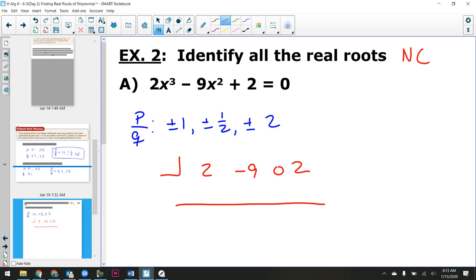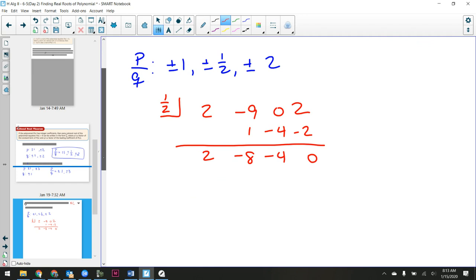Okay, somebody else now. Yes. 1/2. Let's check 1/2. Okay, so we got 2, a 1, a -8, a -4, a -4, a -2. Bingo. They did it.